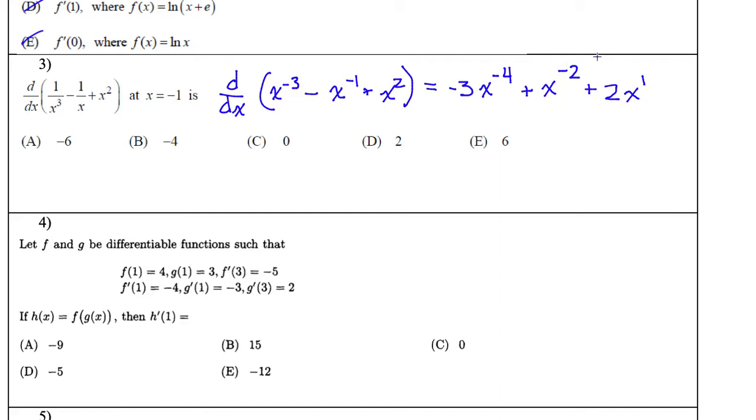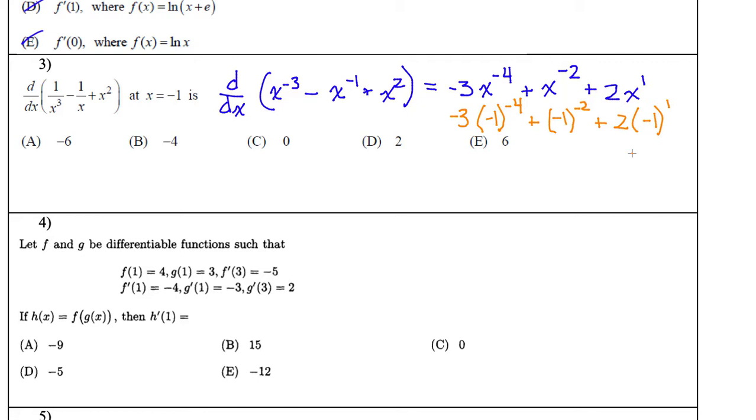And as soon as I take the derivative, I'm going to immediately plug in negative 1. So if I plug in negative 1 now, I'm going to get negative 3 times negative 1 to the power of negative 4 plus negative 1 to the power of negative 2 plus 2 times negative 1 to the power of 1.